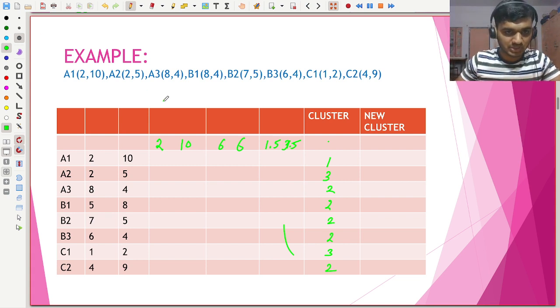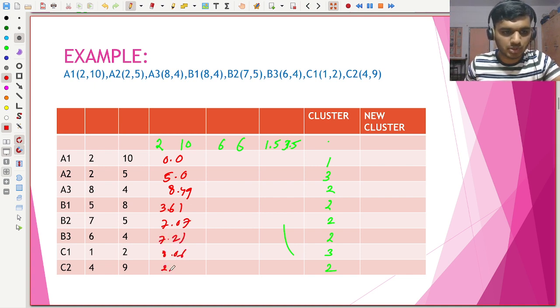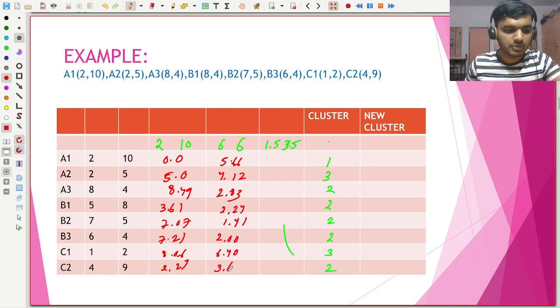Here you calculated, and the output will be here 0.0 same. Then 5.0, 8.49, 3.61, the distances 7.07, 7.21, 8.06, 2.24. Similarly, here 5.66, 4.12, 2.83, 2.24, 1.41, 2.00, and 6.40, 3.61.